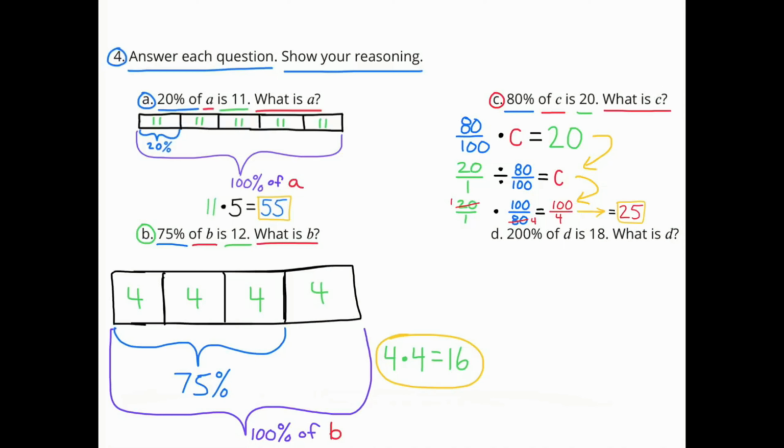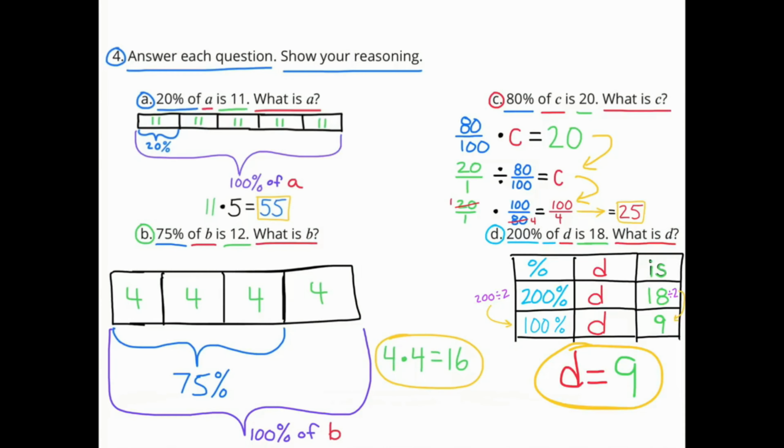Now that I have it rewritten, I remember that we're solving for C, so we have to get C by itself. 20 divided by 80 hundredths will equal C. Just like 2 times 10 equals 20, 20 divided by 2 equals 10. To do this division problem, we'll have to multiply by the reciprocal of 80 hundredths. So 20 times 100/80 equals 2000/80, or 25. C is 25.